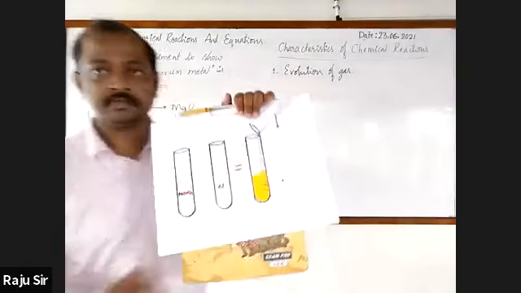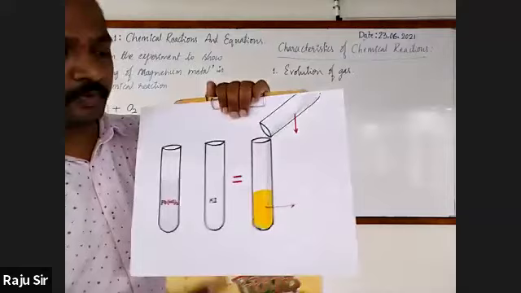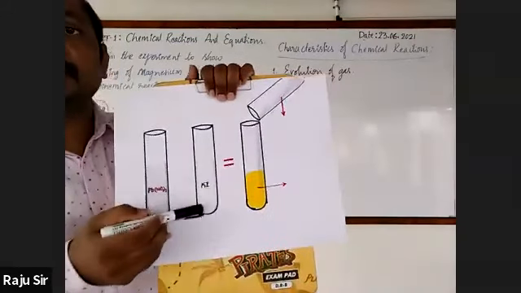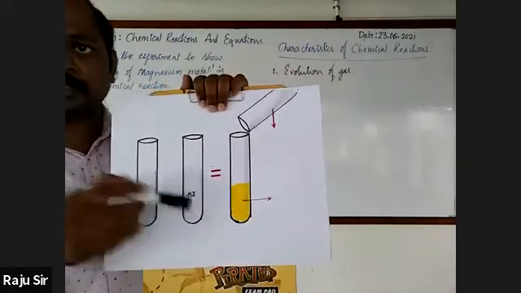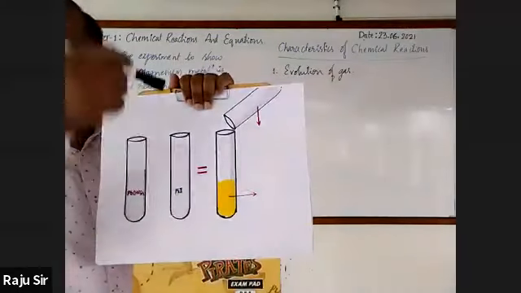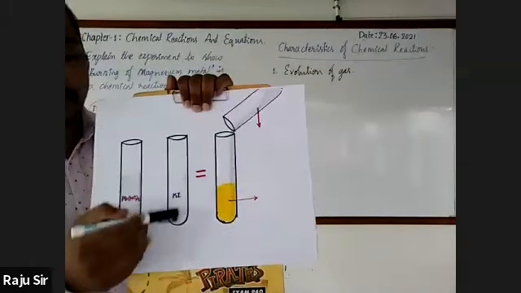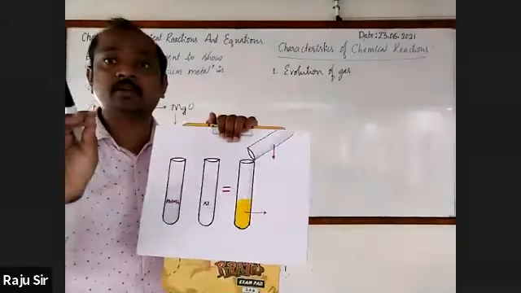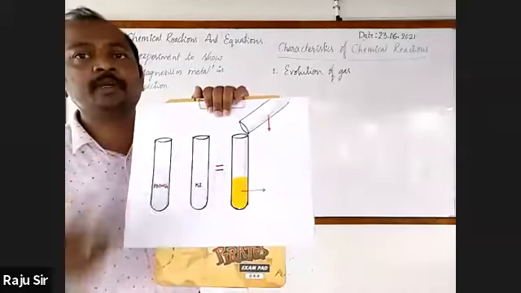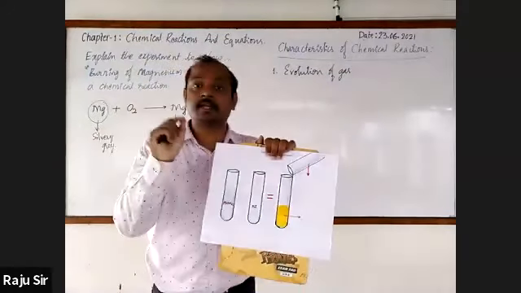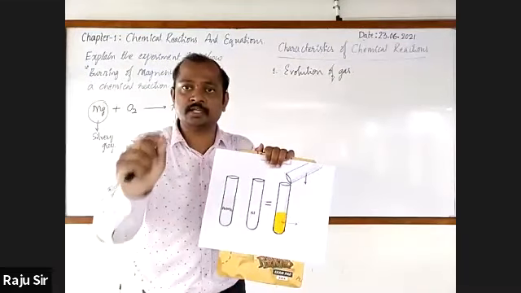Similarly, next, in another test tube, we have taken potassium iodide crystals. Then water is added to that. Then when it is shaken well, it dissolves completely in the water and forms potassium iodide solution. Do you know the color of potassium iodide solution? Potassium iodide solution is colorless.